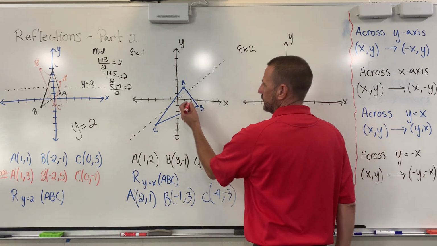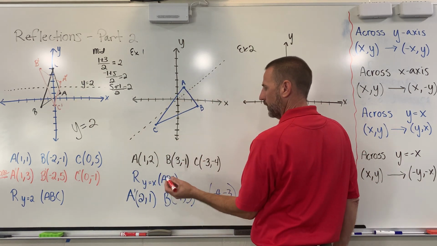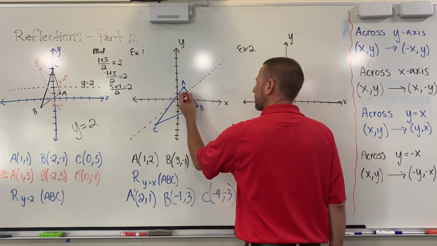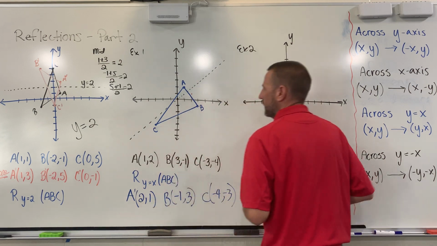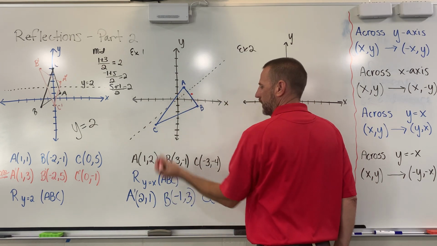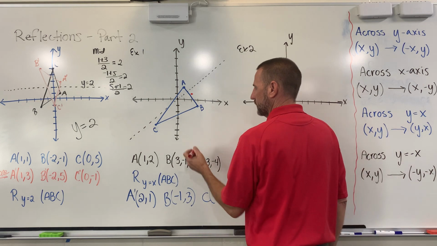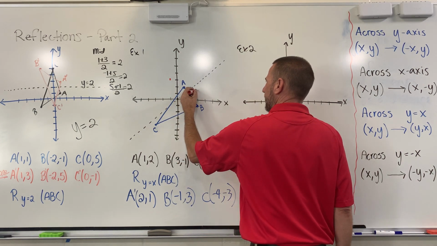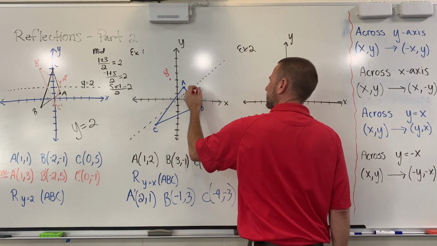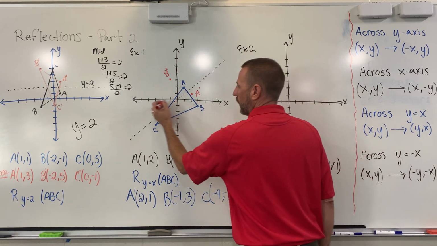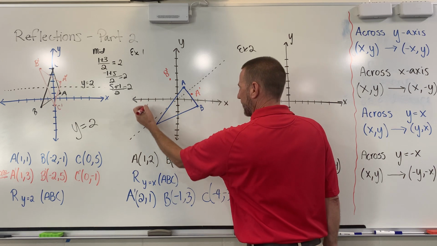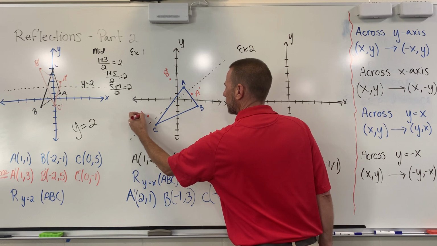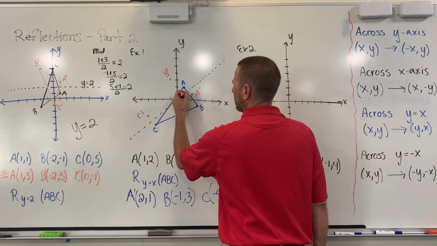So let's see, over 2, up 1. So that's here. Okay, negative 1, 3. So this was A, this is B, and then negative 4, negative 3. Let's connect them together, see what we get.